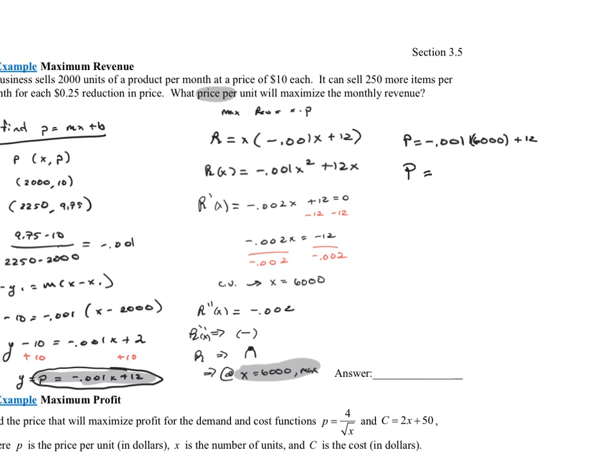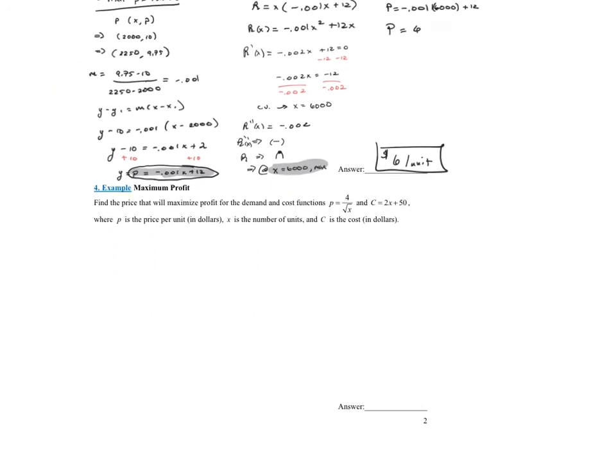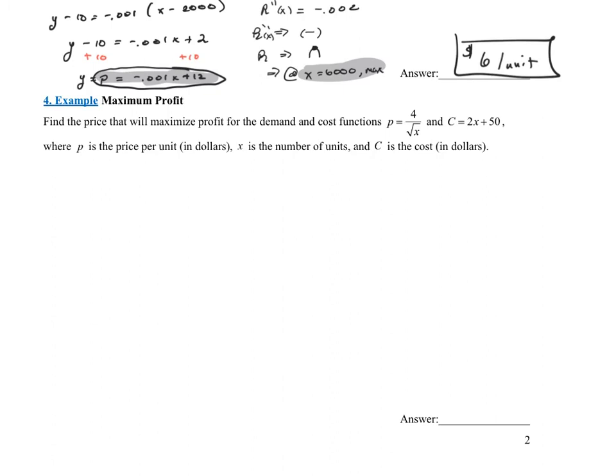I'm getting a price of 6. Read back the question, make sure what that stands for. What that stands for is dollars per unit. So at a price point of $6 per unit, that's what the company should charge. That will maximize their revenue. $6 per unit. Okay, let's move on to the last example here, example 4.